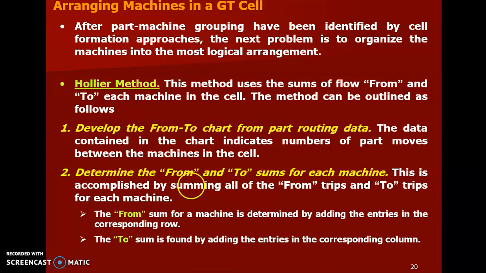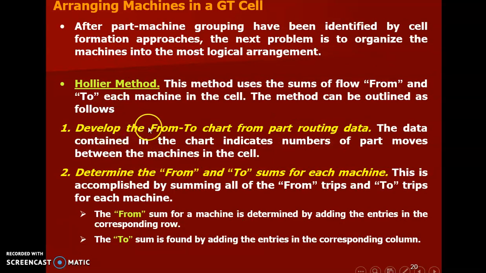Next thing. Once the machine component analysis is done, the next thing is arranging machines in a GT cell. Once the manufacturing cell is formed, in that particular manufacturing cell we are going to rearrange the machines by means of the method called the Hollier method. This Hollier method has 5 different steps.